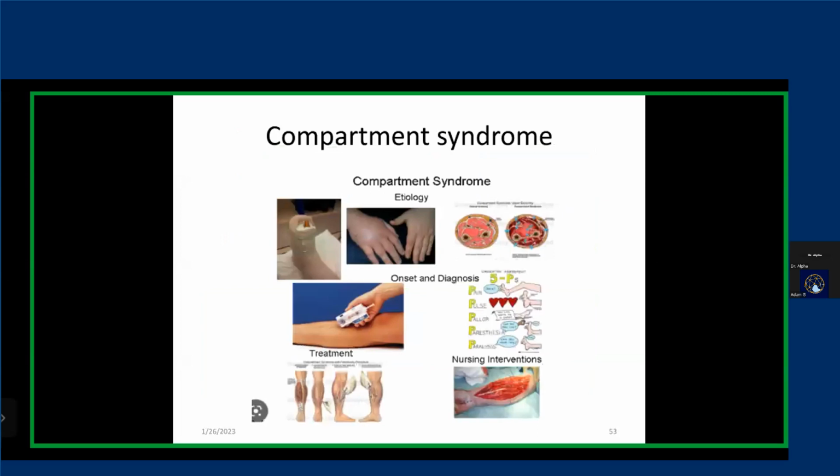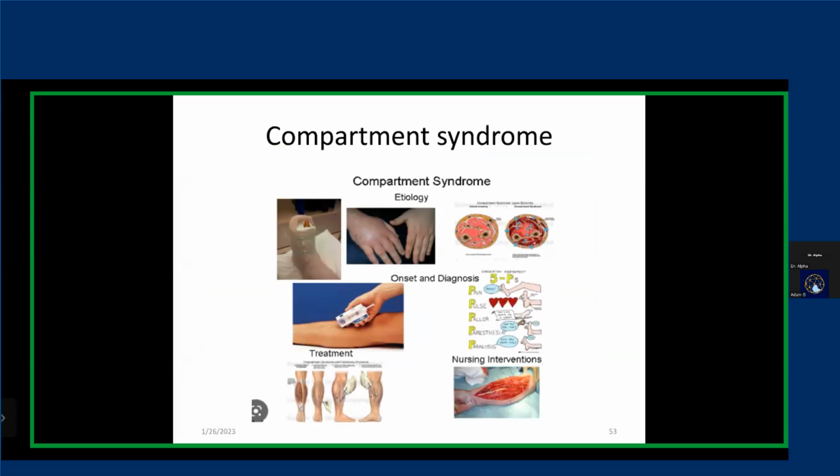So out of the early complications, the one we need to thoroughly understand and keep an eye out for, which is also the most limb-threatening one, and which has a sequela of disability later on if we don't treat it early, is compartment syndrome.